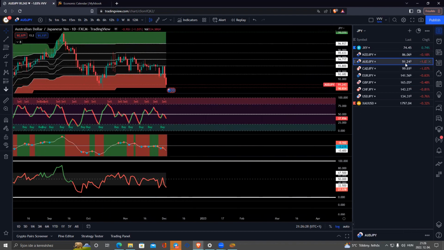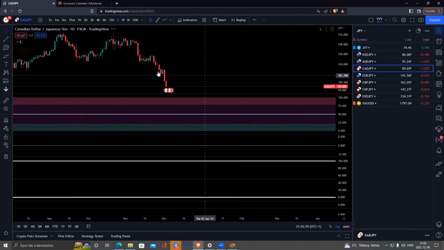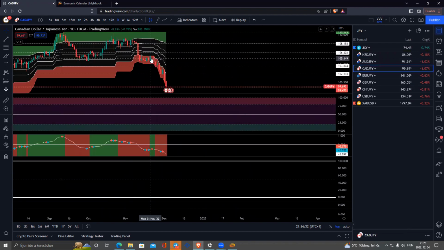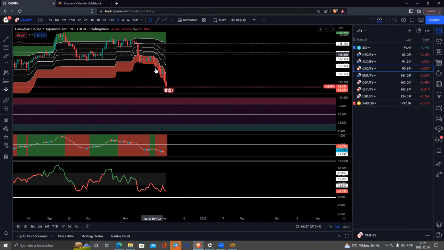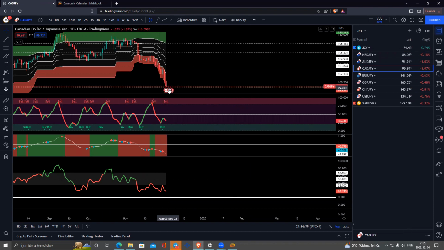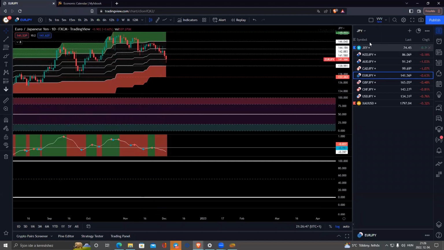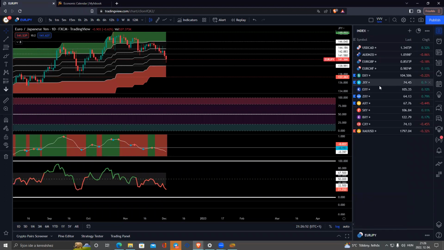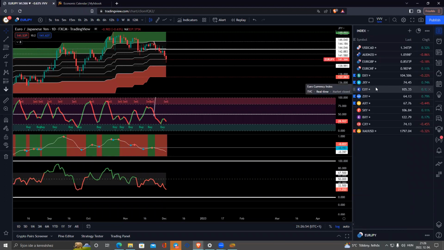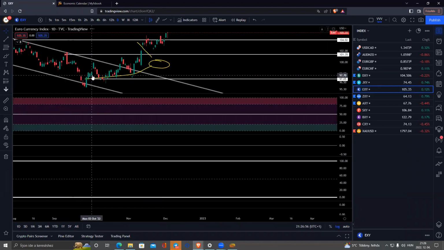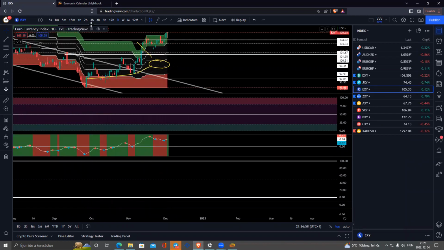See those moves. The Canadian dollar, of course, was a weaker pair the previous week, so this had the potential to be the biggest fall actually. And see the rest. Okay, XY, XY. Let's see the Euro index.